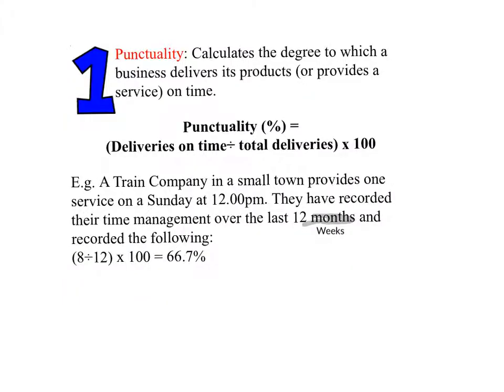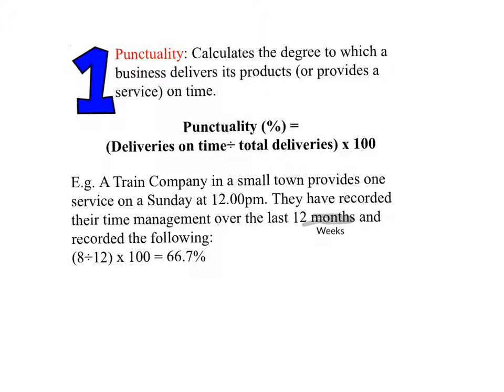So the first one is punctuality. And as I've written here, it calculates the degree to which business delivers its products or provides a service on time. So imagine if it's, for example, production. They produce a good, they have to deliver it to maybe retailers however they plan on selling that good. And it measures how many of those deliveries are actually on time and their punctuality. If it's a service, it's to do with how punctual they are actually carrying out that service.